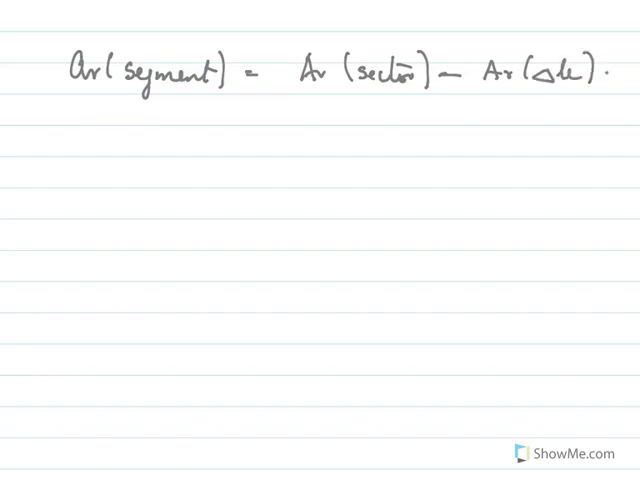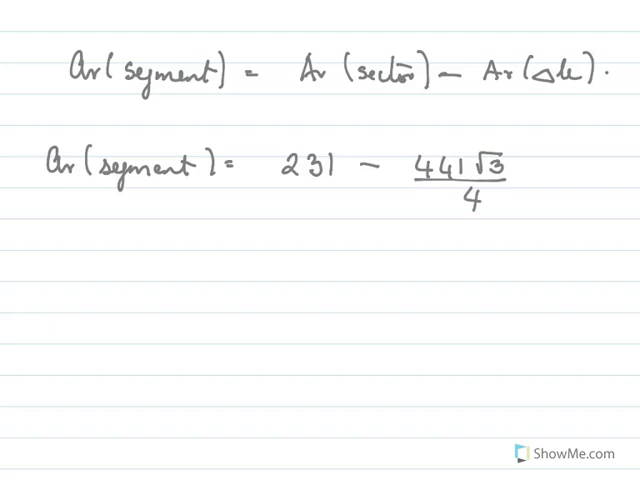So whenever we want to find area of segment, it's always equal to area of sector minus area of triangle. So in this sum, area of segment is 231, which is the sector, minus 441 root 3 over 4, that is the triangle, centimeter square.